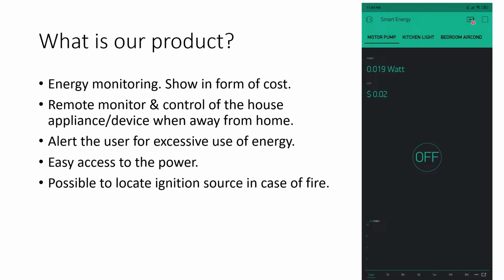As you can see from the right side, the app for the motor pump shows how much power is currently being consumed, and how much cost this device has incurred since it started. Then in the middle, there is a button which you can use to switch the appliance on and off remotely. And lastly, at the bottom, there is a graph which shows the user the trend of energy they use.